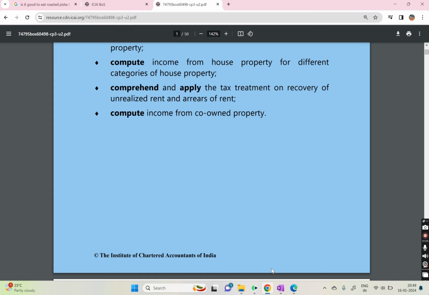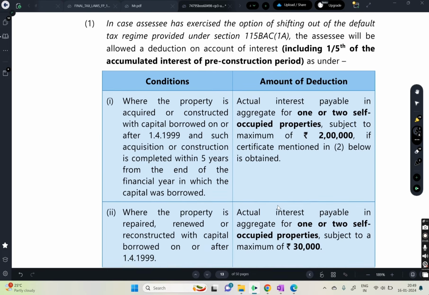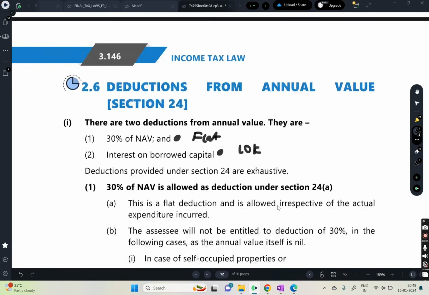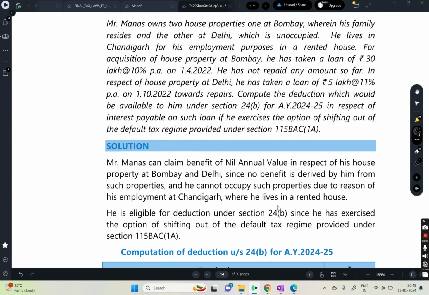Now let's do a question on this. And there is something called pre-construction interest. How do we calculate it? I'll explain. Maybe let me check whether a pre-construction question is there in this one.